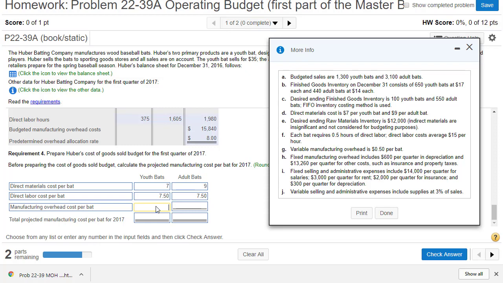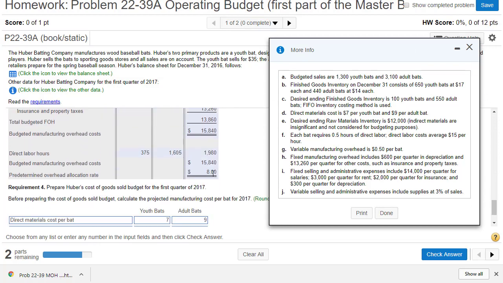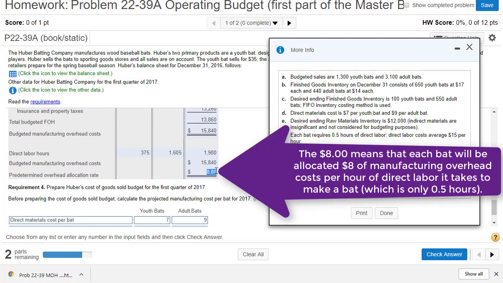Next is the manufacturing overhead cost per bat. We already calculated that up here in our manufacturing overhead budget. So the way this worked is we calculated that it's going to cost $8 of manufacturing overhead that we're going to allocate per hour. And how do we know it's per hour? Because to calculate this $8, we took $15,840 of manufacturing overhead and spread it over 1,980 hours. So the result is $8 of overhead per hour of direct labor.